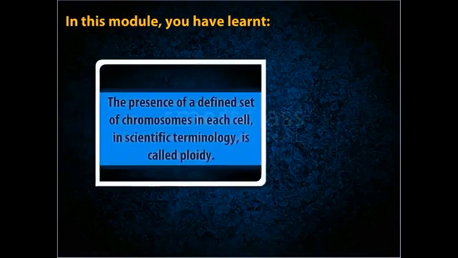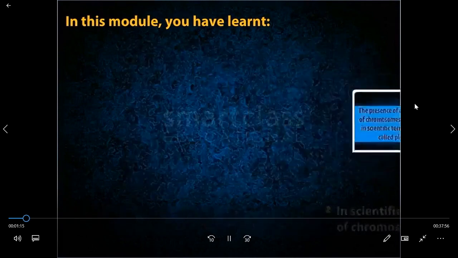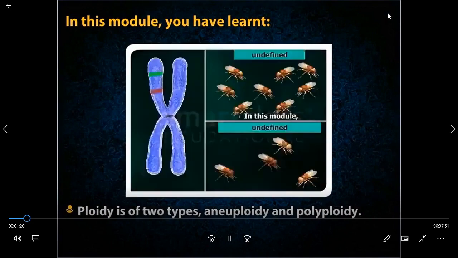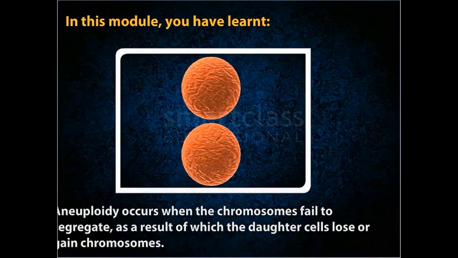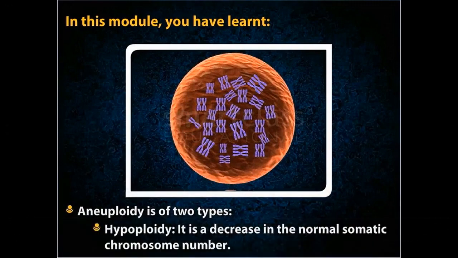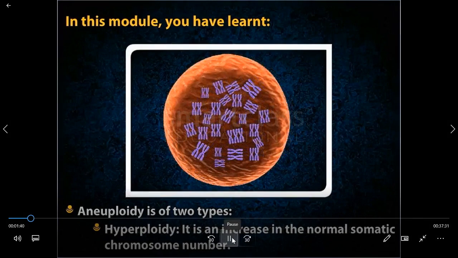In this module, you have learnt, in scientific terminology, the presence of a defined set of chromosomes in each cell is called ploidy. Ploidy is of two types, aneuploidy and polyploidy. Aneuploidy occurs when the chromosomes fail to segregate, as a result of which the daughter cells lose or gain chromosomes. Aneuploidy is of two types. Hyperploidy, it is a decrease in the normal somatic chromosome number. Hyperploidy, it is an increase in the normal.